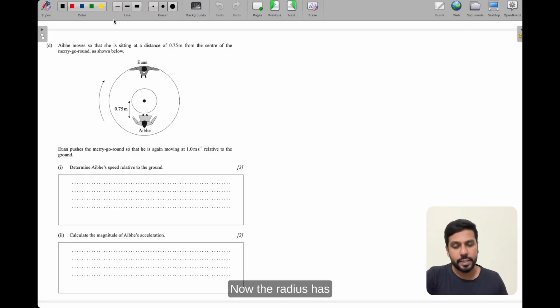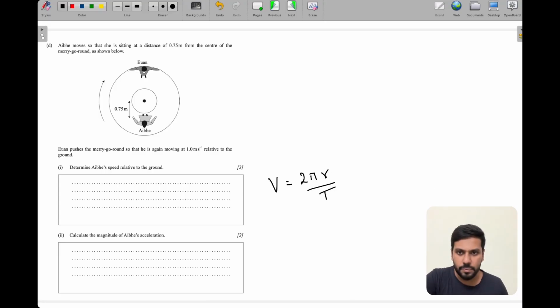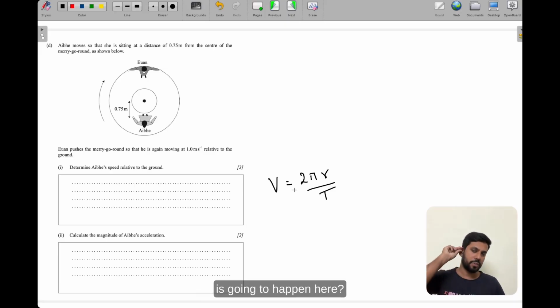Now the radius has changed, right? I'm going to have a new radius. So I have a formula here. You should know that we have a formula which is velocity is 2 pi r divided by the time period. They're asking the speed of revolution here.